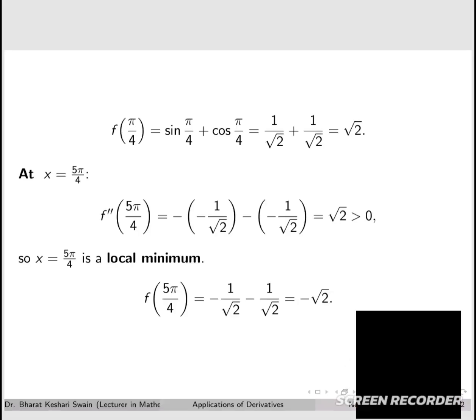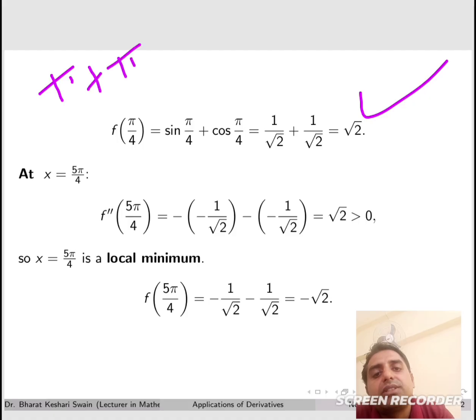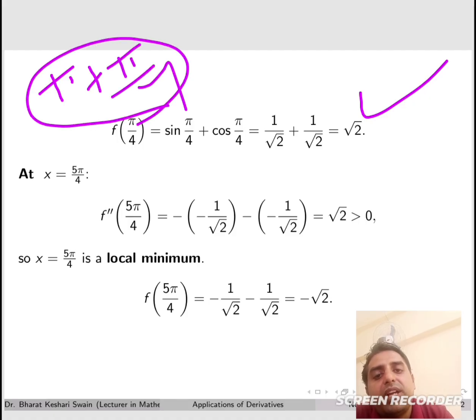Okay, this is the maximum value. Put pi by 4 in place of x in f. Similarly, at pi plus pi by 4, this is another extreme point. Pi plus pi by 4 will be 5 pi by 4. So just put it in f double dash. Find f double dash at 5 pi by 4.